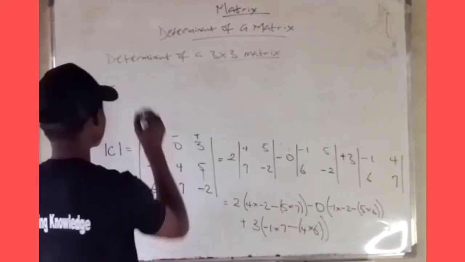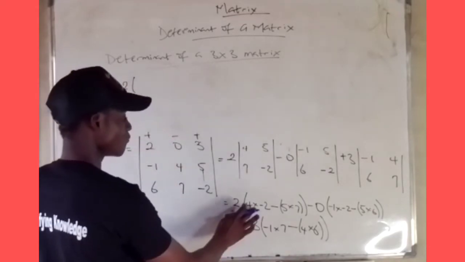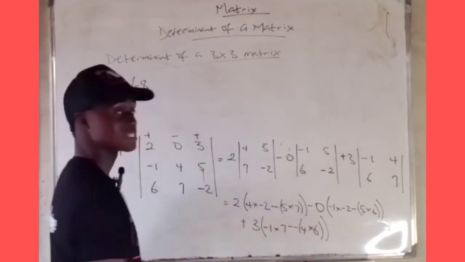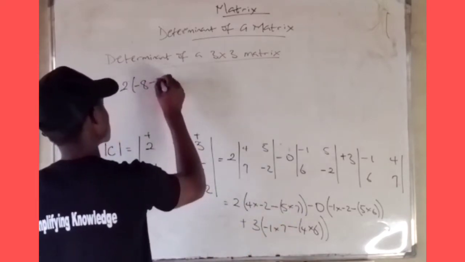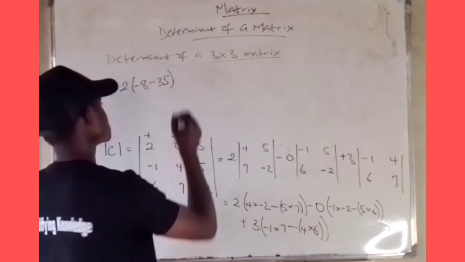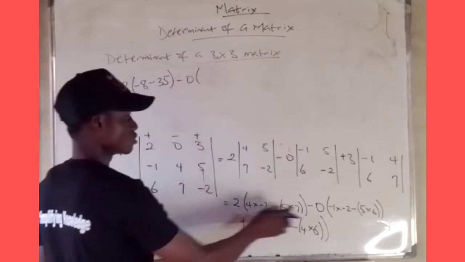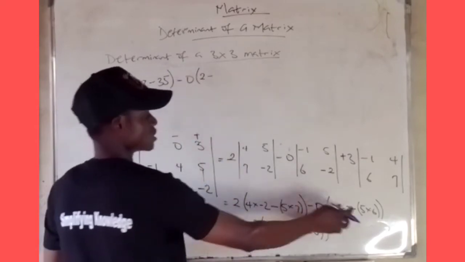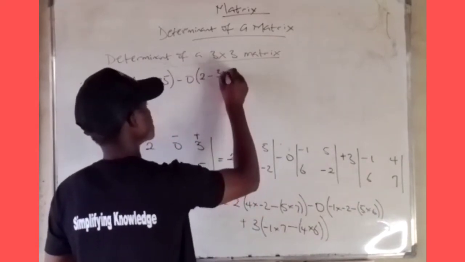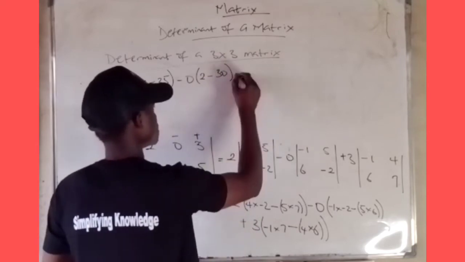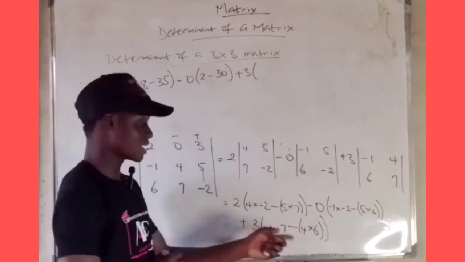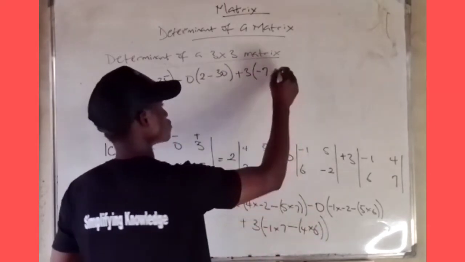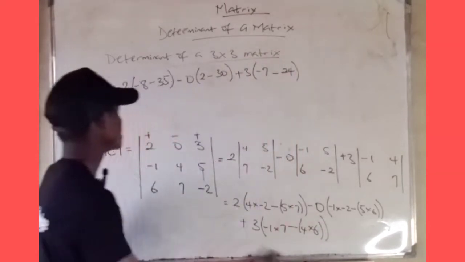So we have 2 into, 4 times minus 2 is minus 8. Then 5 times 7 is 35. So you have minus 8 minus 35, close brackets. Minus 0 into minus 1 times minus 2, that is 2, minus 5 times 6, that's 30. Then lastly we have plus 3 into minus 1 times 7 is minus 7, minus 4 times 6, that is 24. So having laid this down.